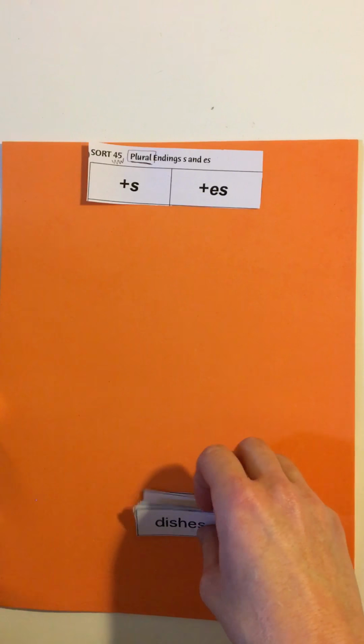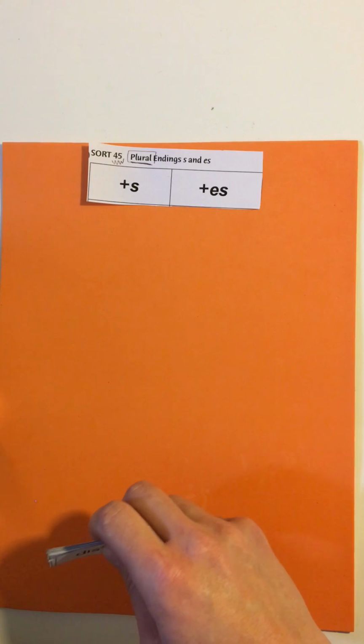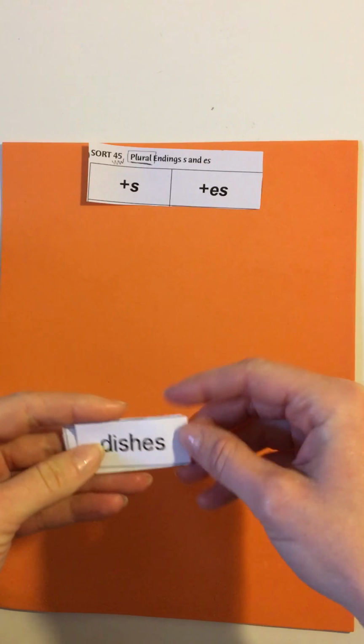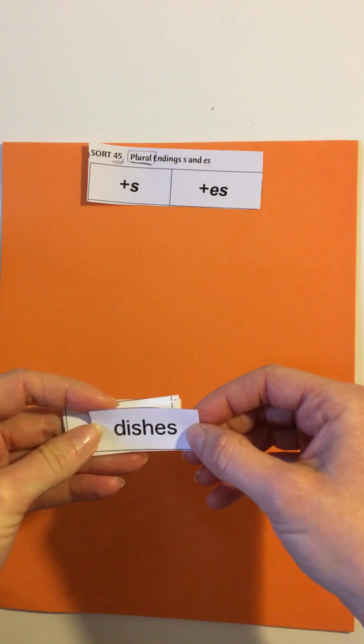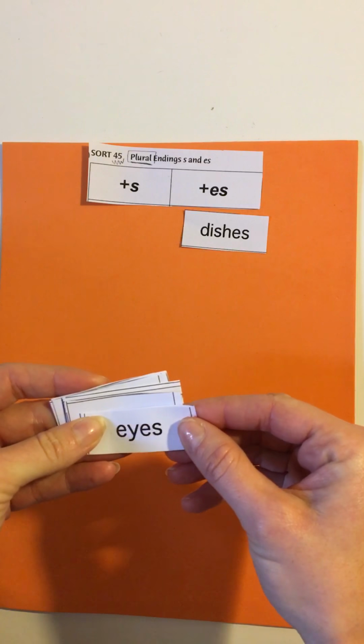S is the most common. You just put S onto the end of most words to make more than one. But when do you use ES? Let's find out. So we're going to start by doing one sort. We're just going to look and see, is it adding S or ES?